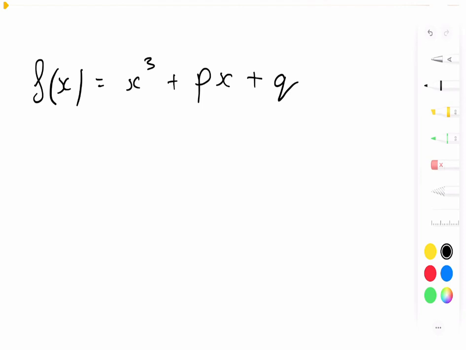So, the question I'm sure you're wondering at this point is, what are p and q? What on earth are they? So, q is the y-intercept, because if x is 0, which it is at the inflection point, then all we're left with is q. So q is the y-intercept.